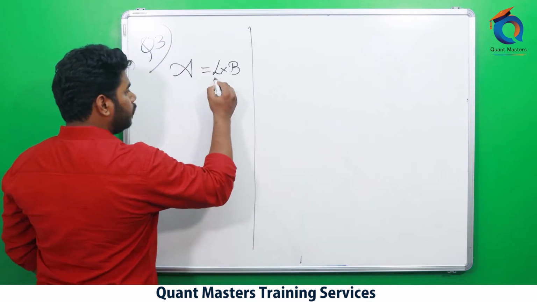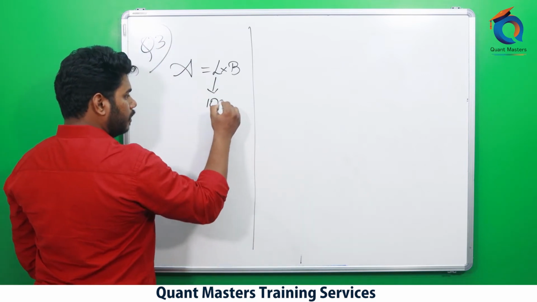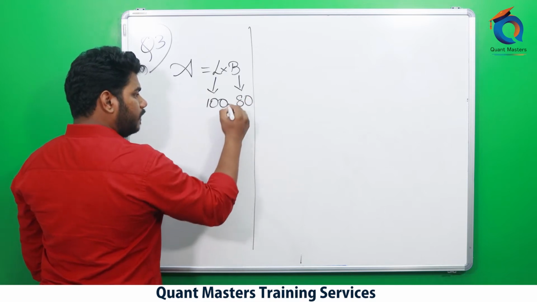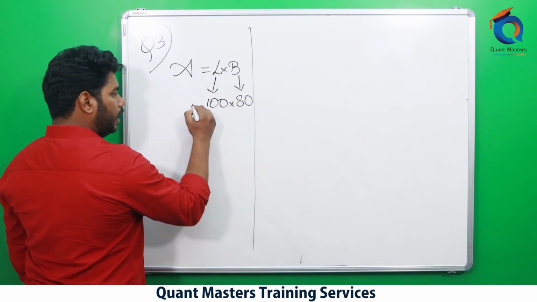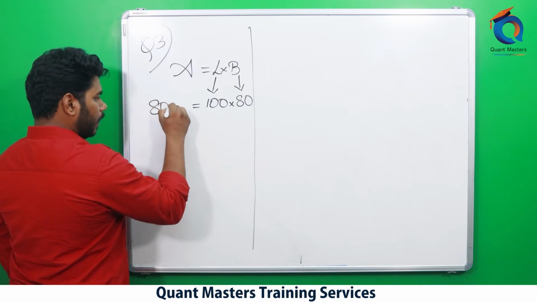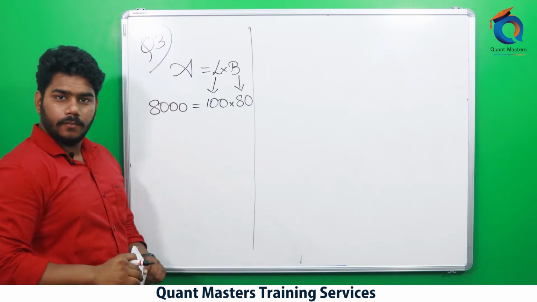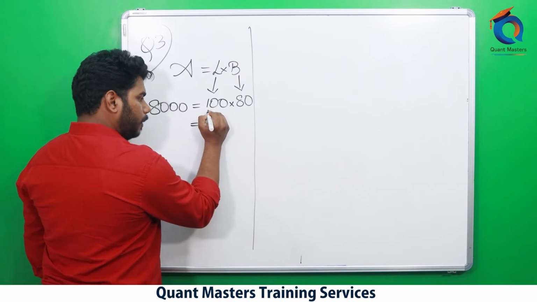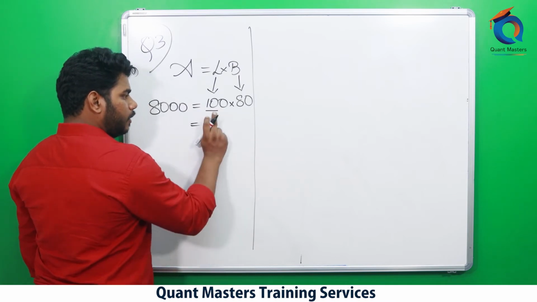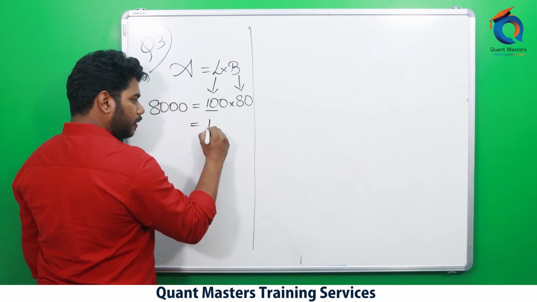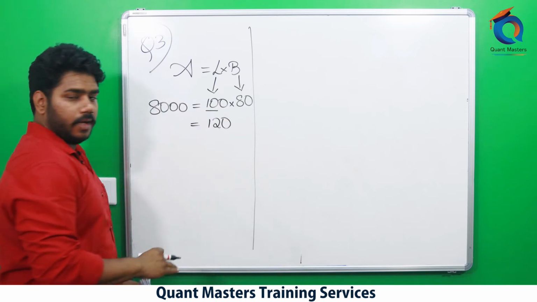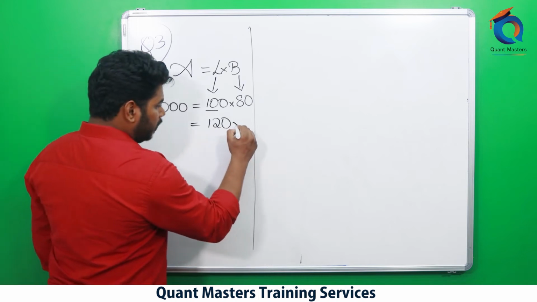So let me assume the length as 100 and the breadth of the rectangle as 80. So can I say area will be 100 into 80? That is nothing but 8000. I hope you have understood. Now they are telling length is increasing by 20%. People, what is 10%? 10% is 10. 20% will be 20. So 100 increased by 20 is what? 120. Clear?